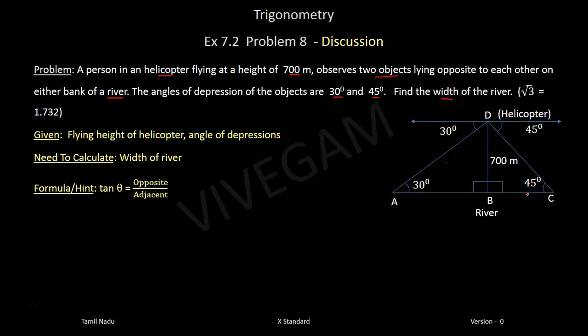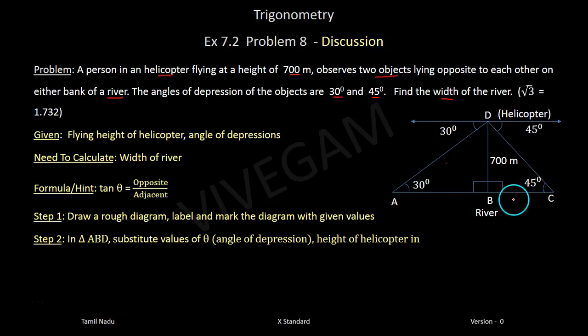Right. Next, what is the formula? Formula is tan theta, opposite by adjacent, because this is unknown, this is known, and this is an angle. So the relationship between this angle and this side is tan. Similarly, tan 45 is this side by this side. Okay, right. So what's the first step? Draw, as usual, a rough diagram, label and mark the diagram with the given values.